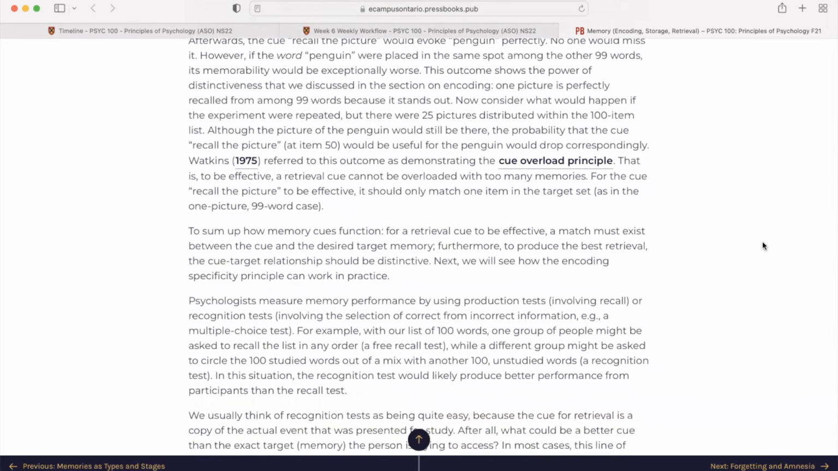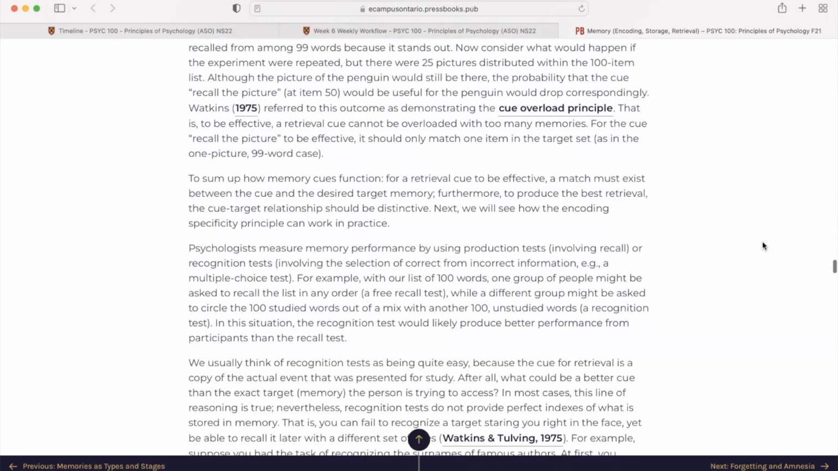Psychologists measure memory performance by using production tests involving recall, or recognition tests involving the selection of correct from incorrect information, for example, a multiple choice test. For example, with our list of 100 words, one group of people might be asked to recall the list in any order, a free recall test, while a different group might be asked to circle the 100 studied words out of a mix with another 100 unstudied words, a recognition test. In this situation, the recognition test would likely produce better performance from participants than the recall test.